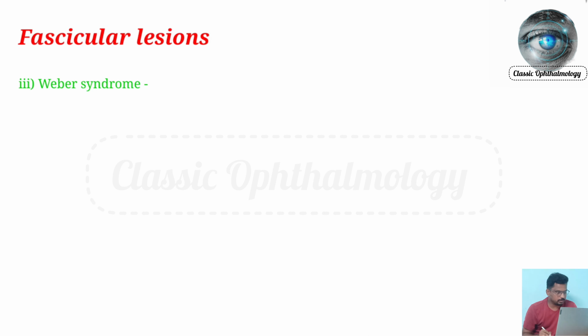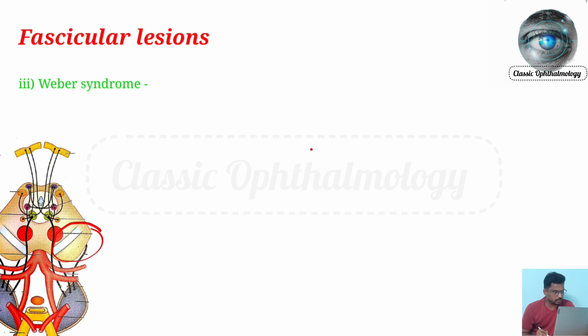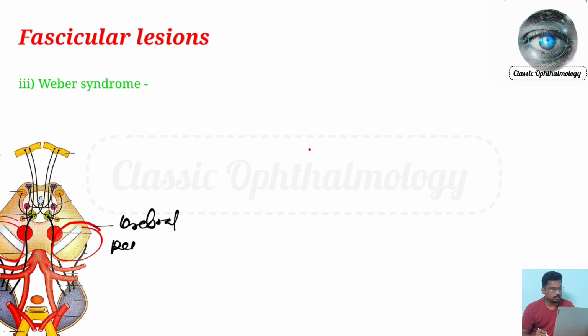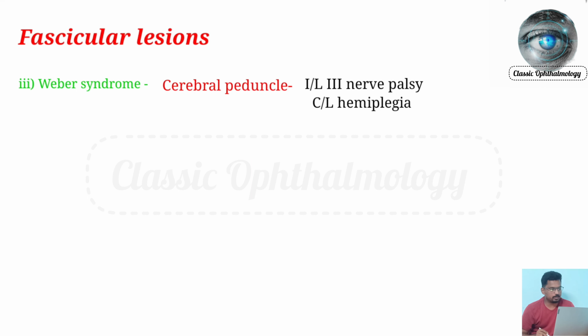Now the nerve passes through the cerebral peduncle, and any lesion in the area of the cerebral peduncle is associated with contralateral hemiplegia. So, ipsilateral third nerve palsy associated with contralateral hemiplegia is suggestive of a lesion in the region of the cerebral peduncle and is called Weber syndrome. Okay, so with these symptoms, we can localize the area of the lesion.